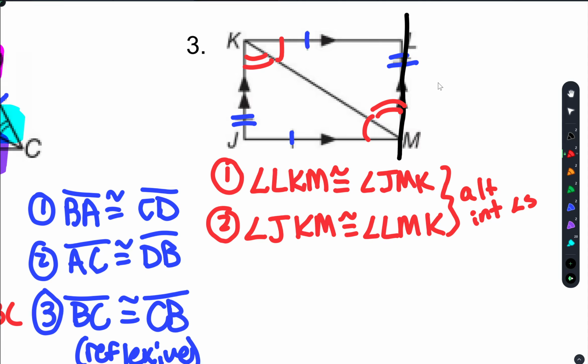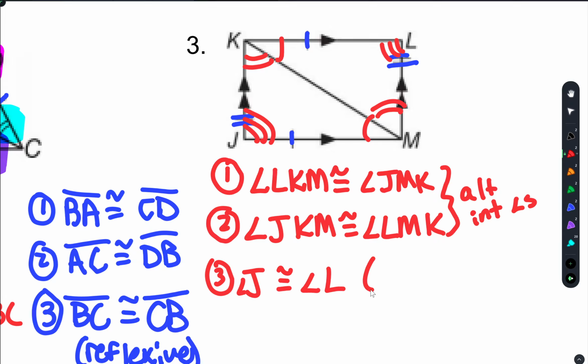Okay, so I'm at 2 pairs of angles congruent. How do I get my third pair of angles congruent? I'm not going to be able to use my parallel lines this time. What can I use? It's a theorem that we maybe just learned like 10 minutes ago. Yeah? It's the third angles theorem. It states if I already have 2 pairs of angles congruent, I can get that third pair of angles congruent by the third angles theorem. So I can say angle J is congruent to angle L by the third angles theorem.